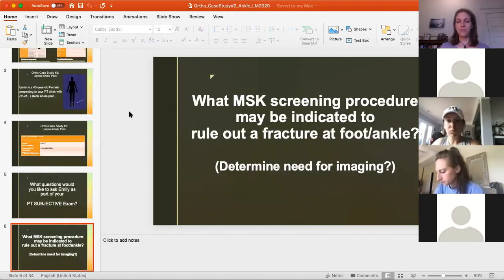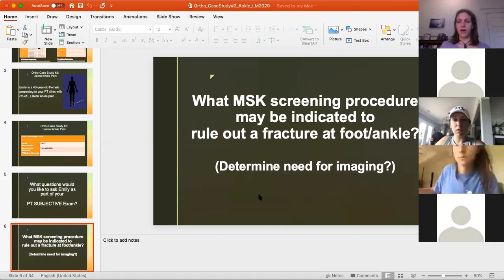So one of the things that fits into that category that I want to take a little tangent on, because I think it's a nice review in this particular case, is a specific musculoskeletal screening procedure that might be indicated to rule out a fracture at the foot and ankle or determine the need for imaging. So if you think about what are these guidelines called, and how is that going to change what you do in your exam.